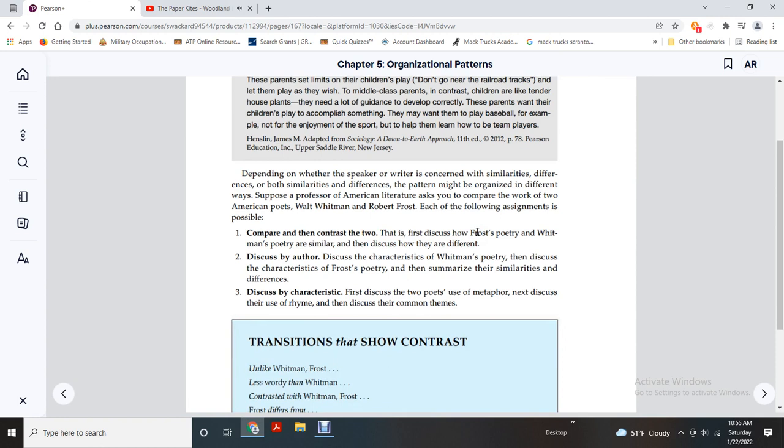Depending on what the speaker or writer is concerned with, similarities and differences in the pattern might be organized in different ways. Suppose that a professor of American literature asks you to compare the work of two American poets, Walt Whitman and Robert Frost. Each of the following assignments is possible. Compare and contrast: first discuss Frost's poetry, then Whitman's poetry, show how they are similar, then discuss how they are different. Discuss by author: discuss the characteristics of Whitman's poetry, then the characteristics of Frost's poetry, then summarize with the similarities and differences.